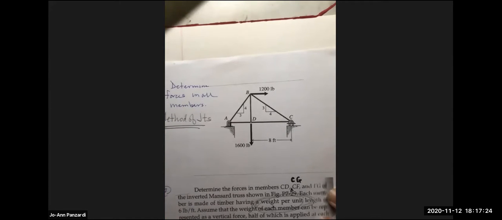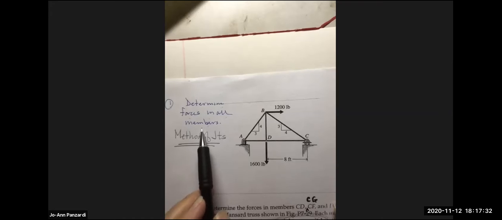But we're going to do method of joints. So the problem asks, determine the forces in all the members.